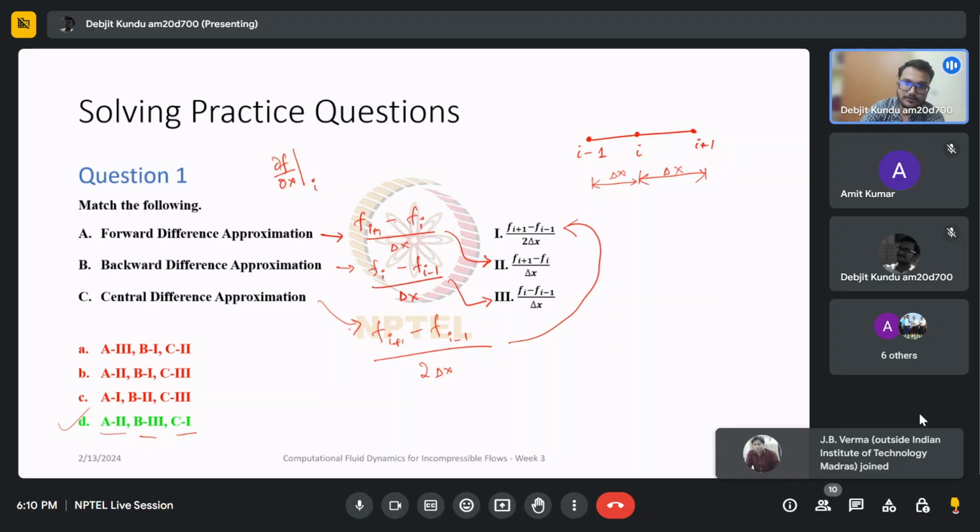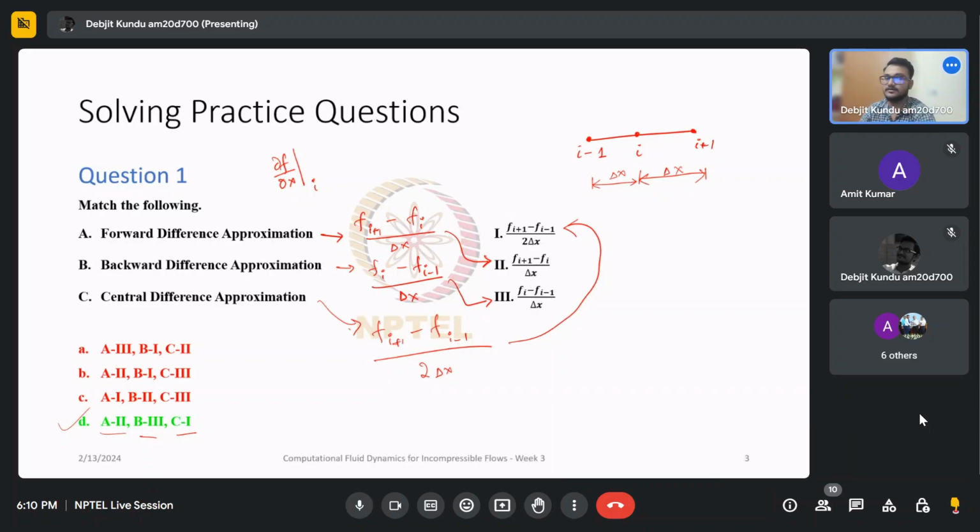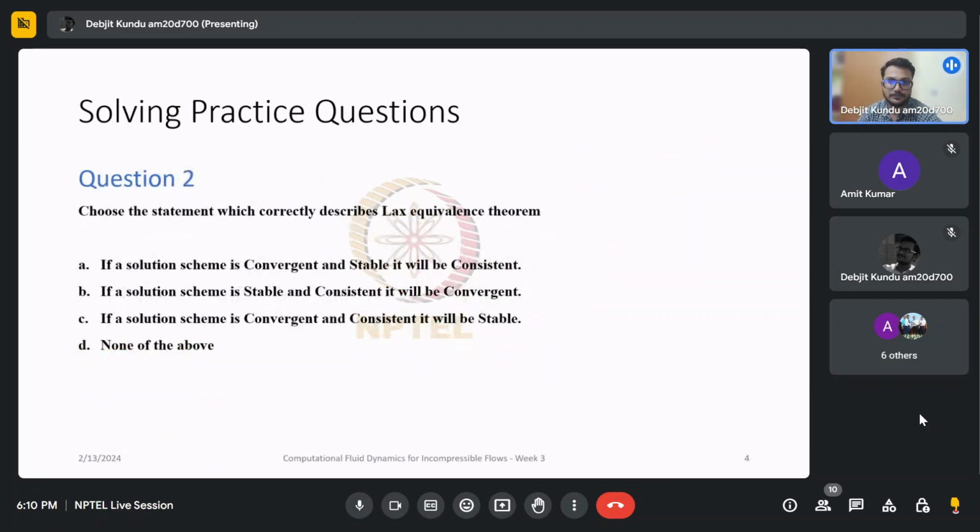So it was a simple question to get started with. Any questions on this? Okay. So hoping everything is clear, we will move along. We'll move on to question number 2 now.